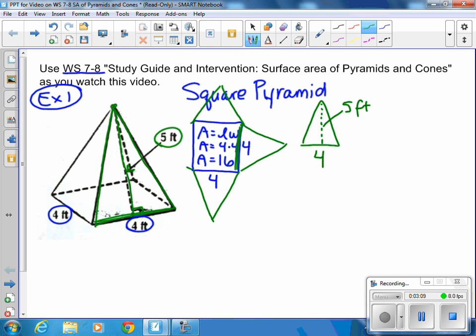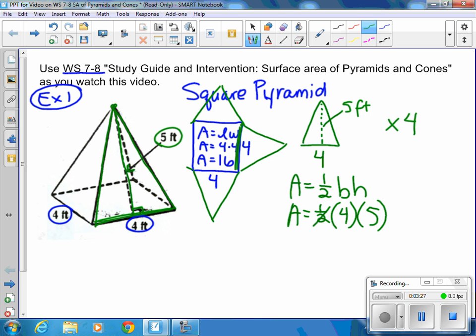Again, though, I have 4 of these triangles, so I need to do whatever this is, and I'm going to times it by 4 because I have 4 triangles. So again, area of a triangle, area equals half BH. So area equals half times the base is 4, and our height is 5. Half of 4, remember we can make it easier, that's 2. So area equals 10 feet squared. And remember, I need to times it by 4 because I have 4 different triangles, or add it up 4 times, however you like to do it. So this is going to be 40 feet squared.